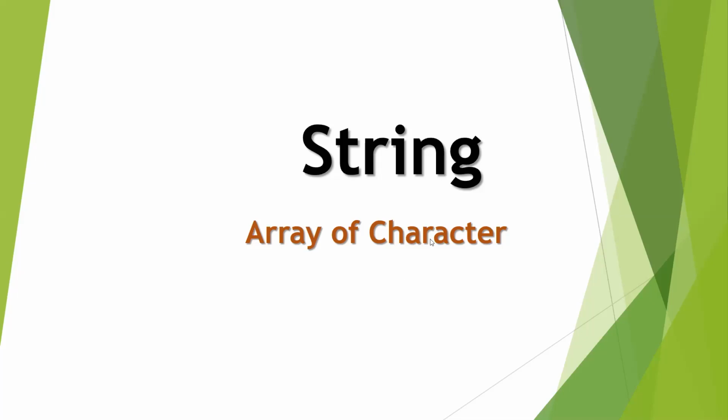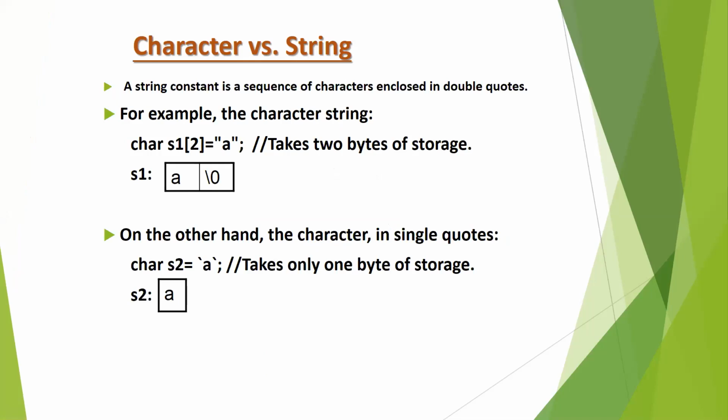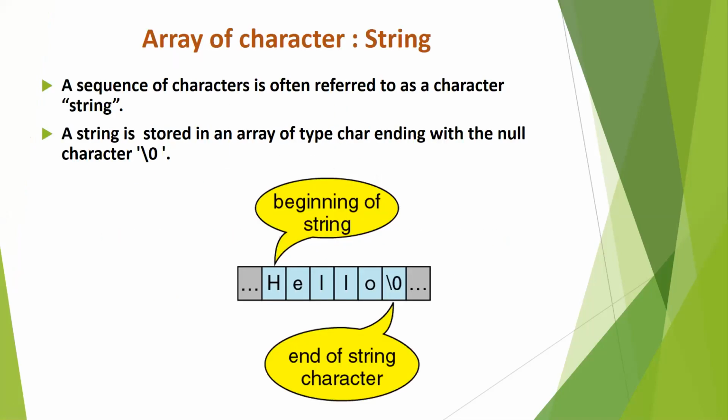Next is string functions. So what are the different types of string functions which we can use? Before going into that, what is a string actually? See, a sequence of characters is often referred to as a string. In the beginning it will be like this, and at the end it will be slash zero. Slash zero is used to terminate the string. That is said to be a null character.